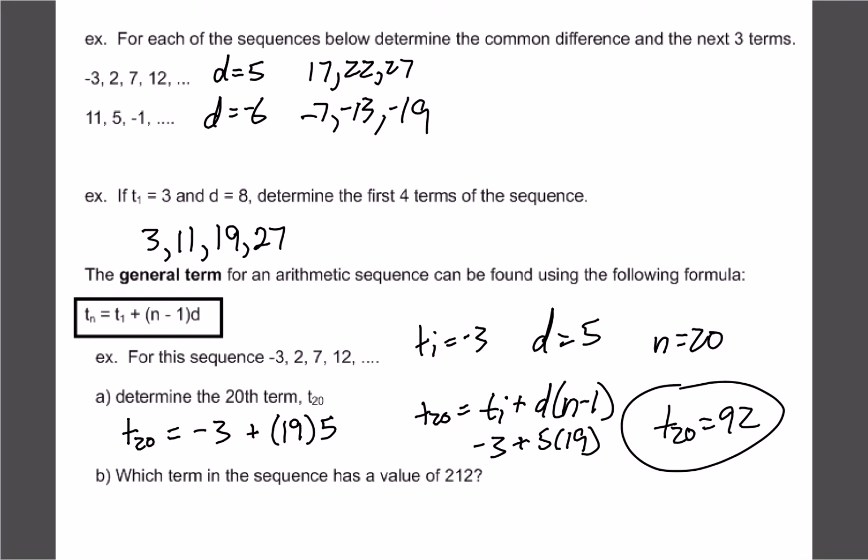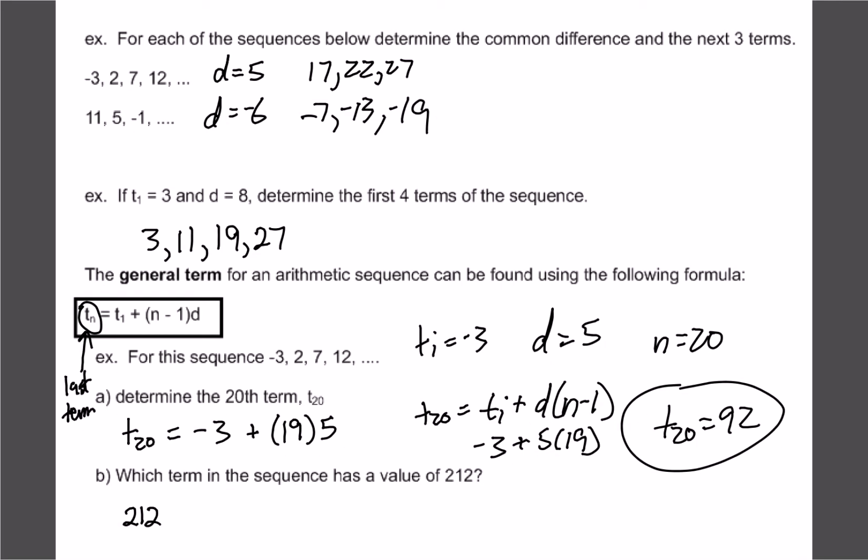Part B now, you can see this is where the formula is going to be a little bit more handy, is to try to figure out which term is which. We're saying what term would give us 212 for an answer. We could keep going and see 20 is at 92, so obviously we're going to be at like 40, 45, something like that. So what we're going to have to do is just plug it into the formula. So let's put 212 as our T of n. Think of the T of n as sort of being the last term or the one you're looking for.